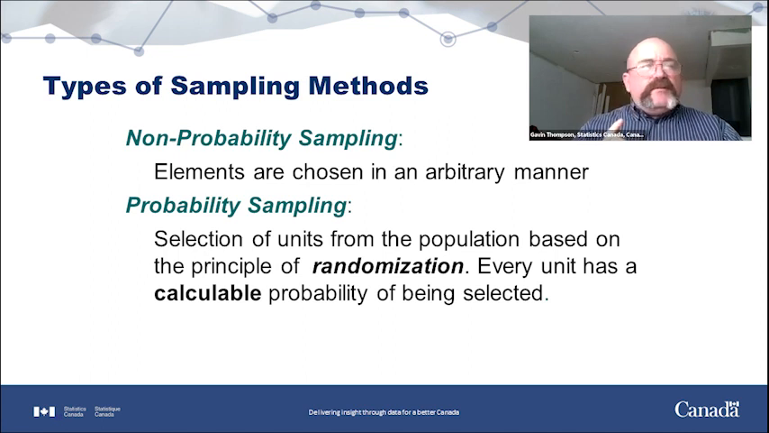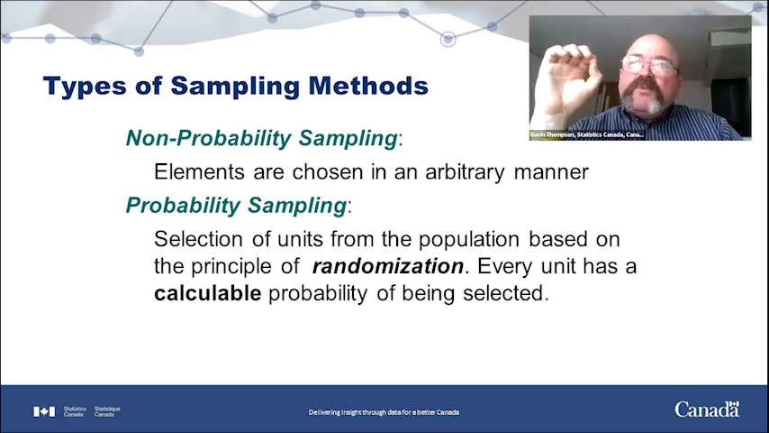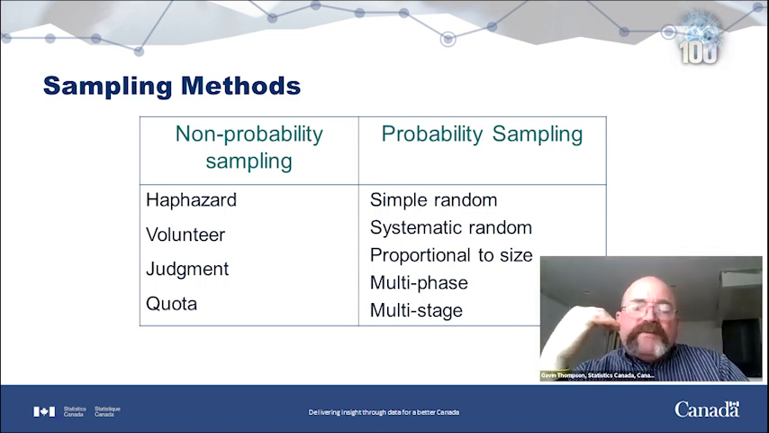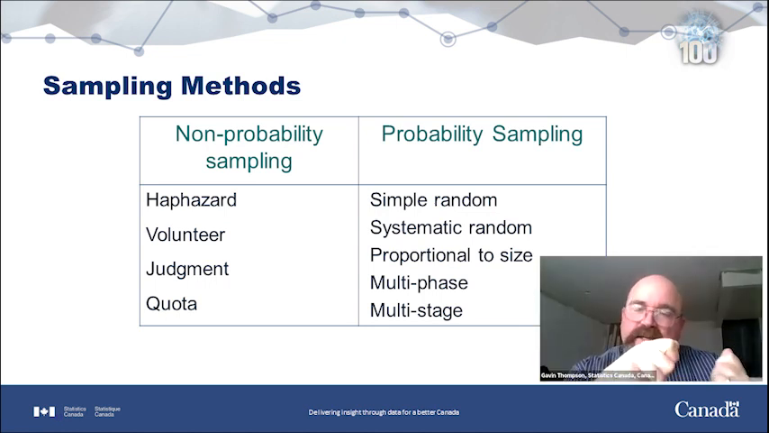You need, I can only think of examples where you need frames for these. You need a frame and you need to know that this person represents something and this is how they're being selected. On the non-probability sampling side, we have something called haphazard sampling. That's someone walking around with a clipboard and asking questions. They have no idea what the population is.